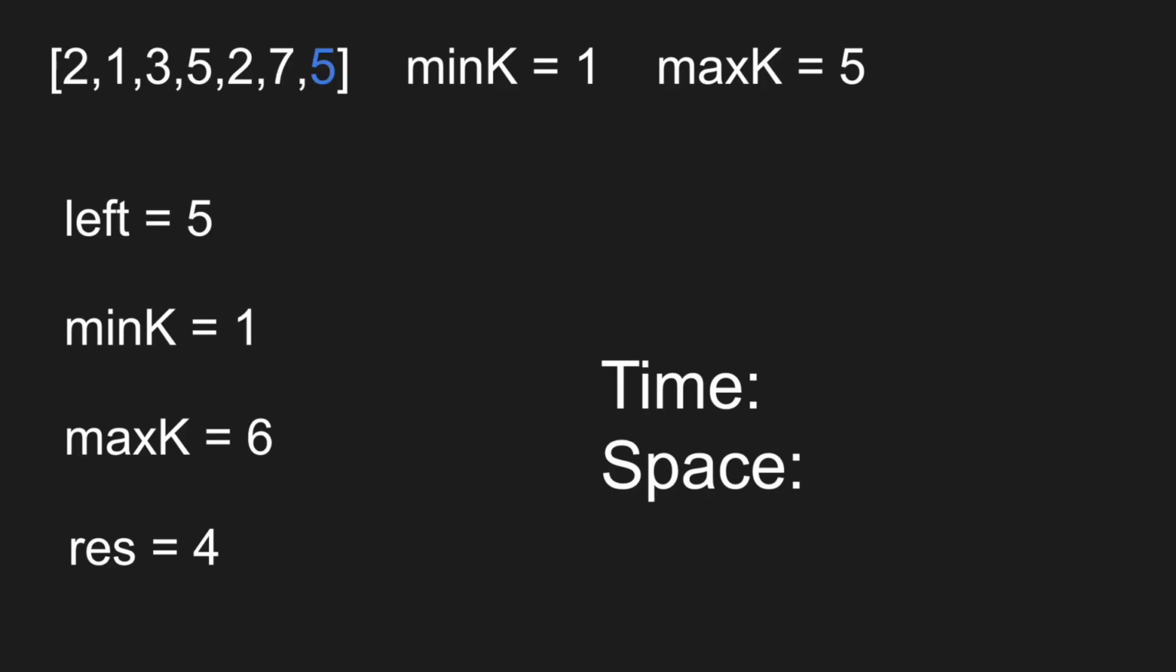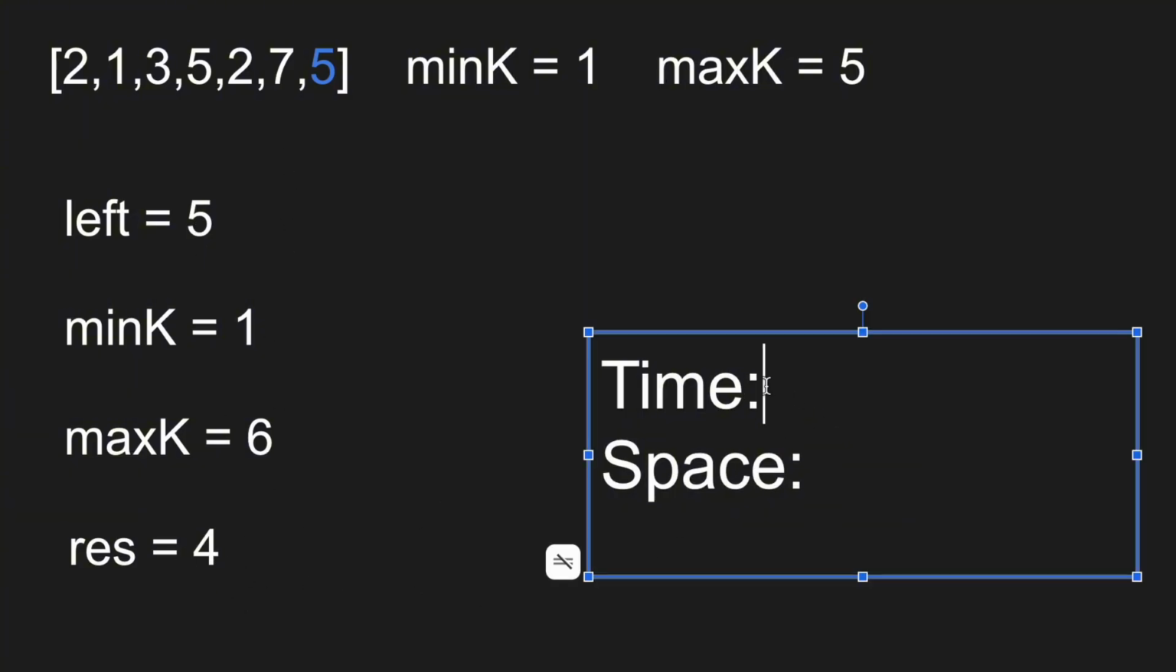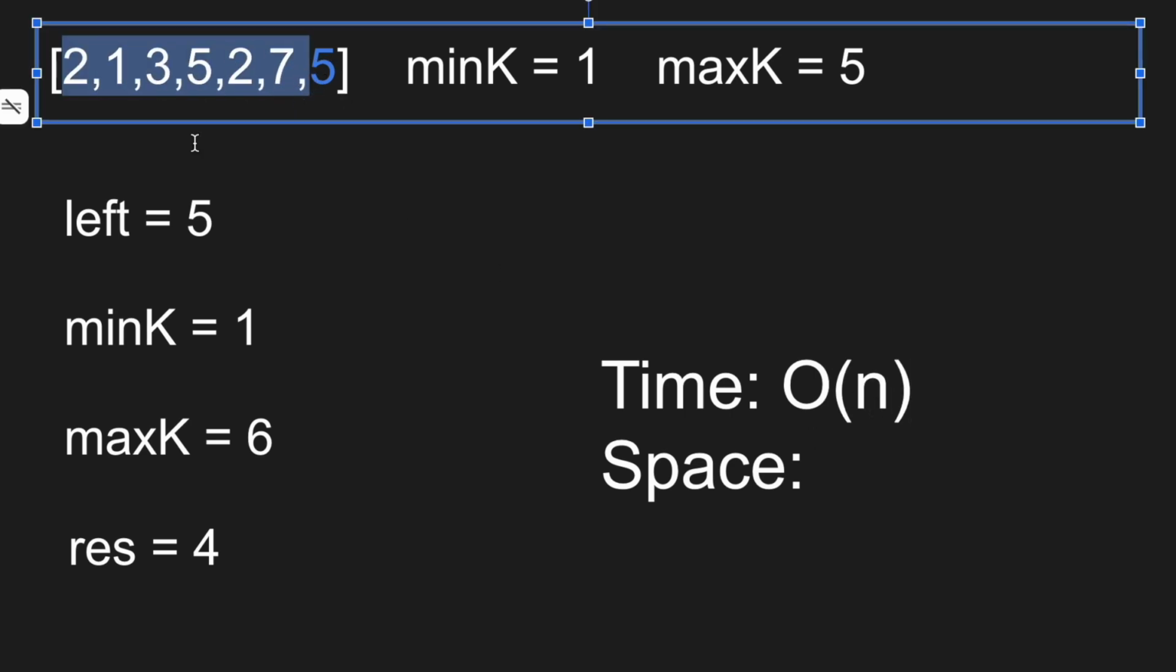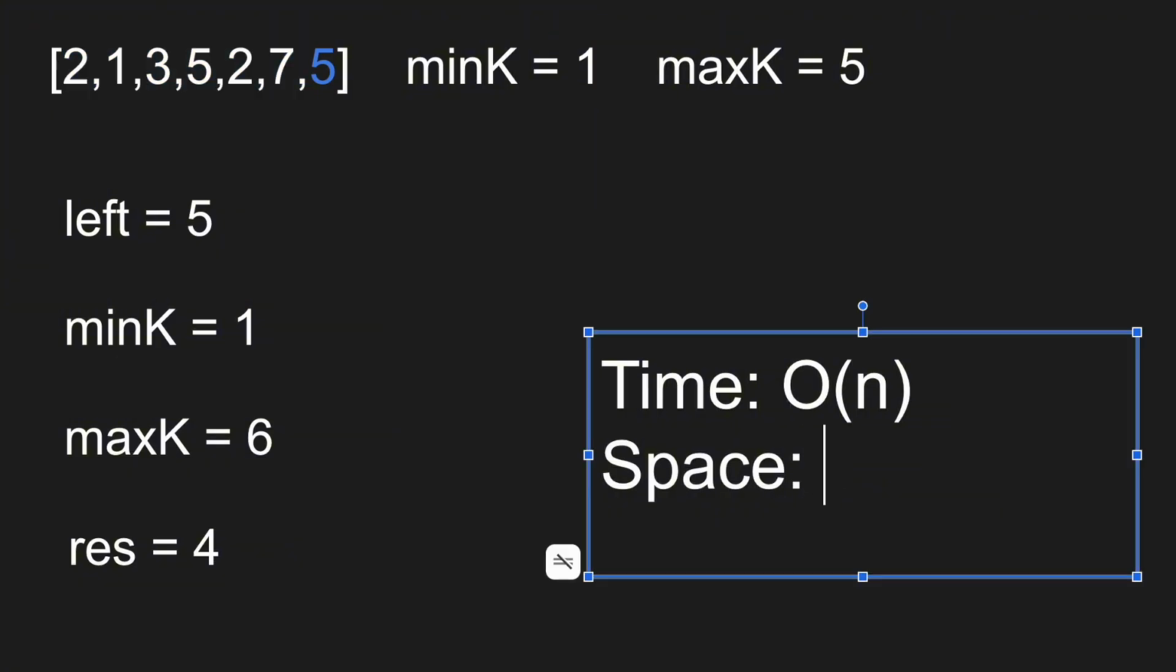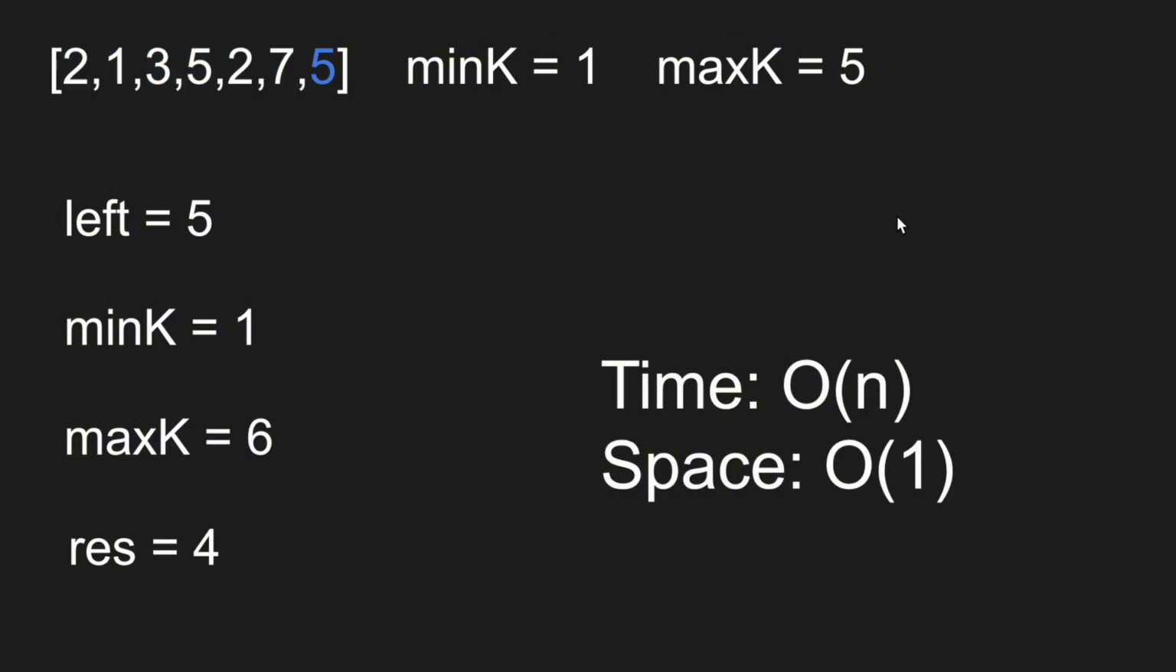And then we come to 5, the same thing. We update max k, but it doesn't matter because min k is smaller and 1 minus 5 is still negative, so we add nothing to result. So now we come to the end, we can return 4 as the result. And the time complexity would be O of n, where n is the number of elements in the array, because that's the number of elements we're going to iterate through. And the space complexity would be O of 1, because we are not using any extra space.